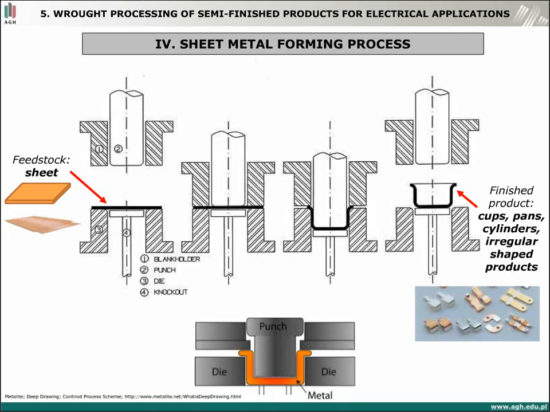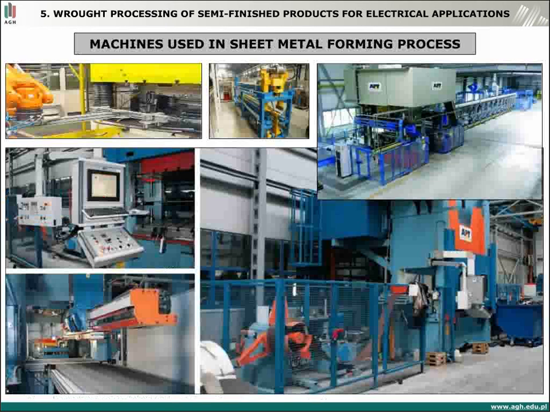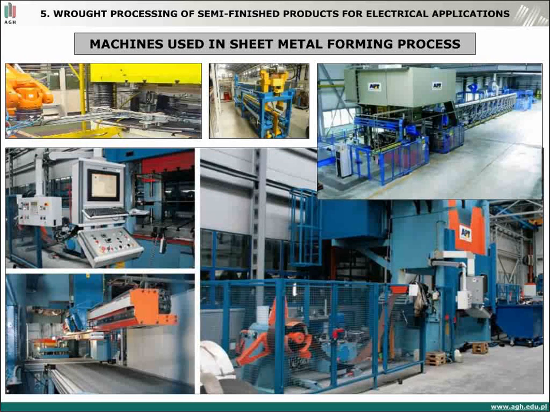Metal forming is the process of placing a flat sheet metal in either blank or coil form into a stamping press where a tool and die surface forms the metal into a net shape. On the pictures, you can see some industrial metal forming lines.